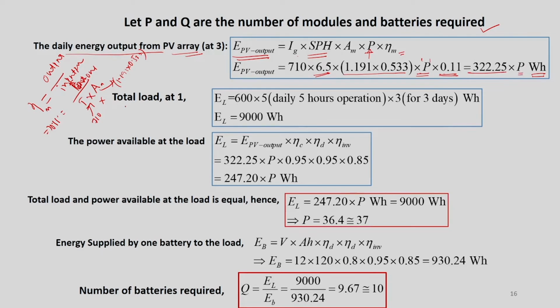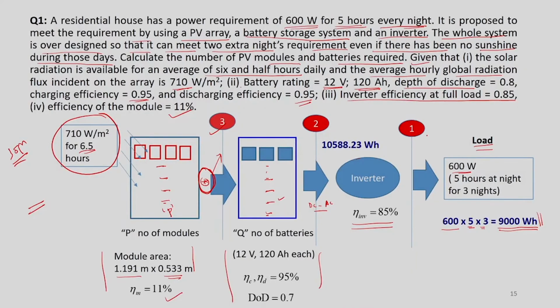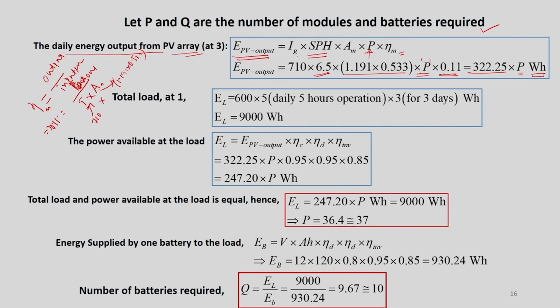And also we know the total load at 1, okay. So, what is 1 here? This is the 1, and we know the load here, we have already done the calculation. So, 600 watt per day, for 5 hours and for 3 days. So, it will be 9000 watt hour, right. So, this information is known to us, okay. This can be calculated, and EL is the load, the energy required, which is 9000 watt hour, right.